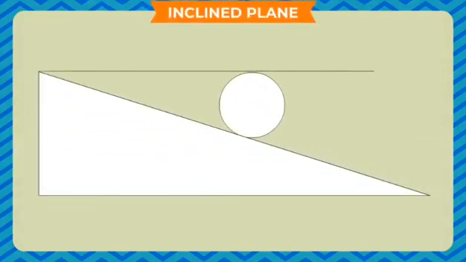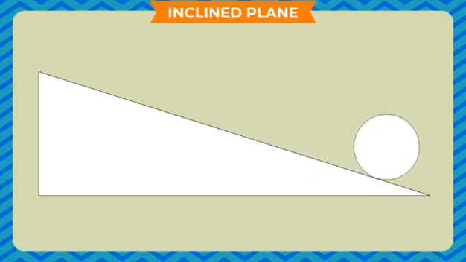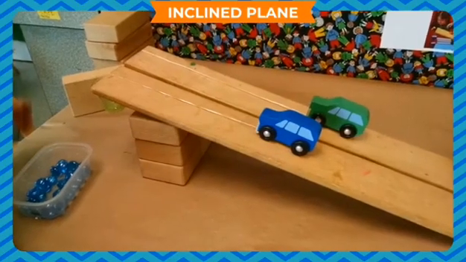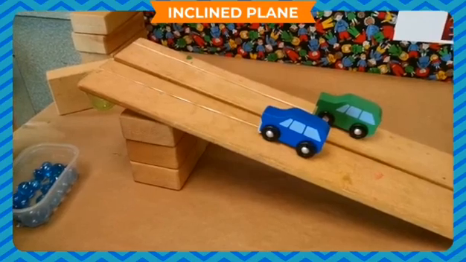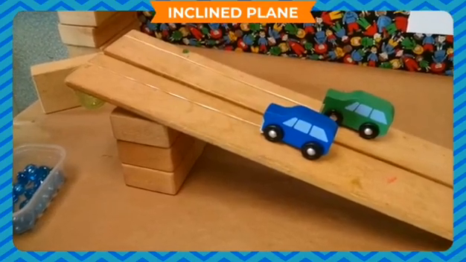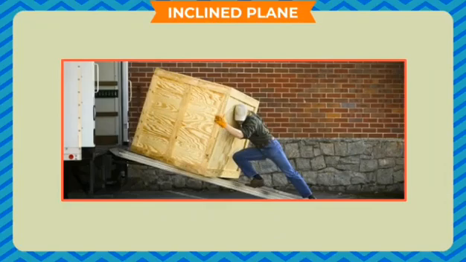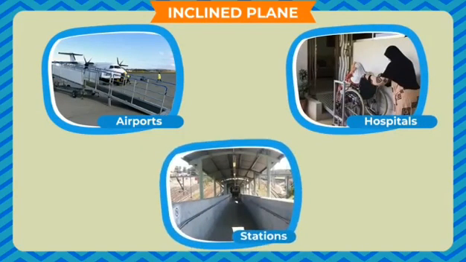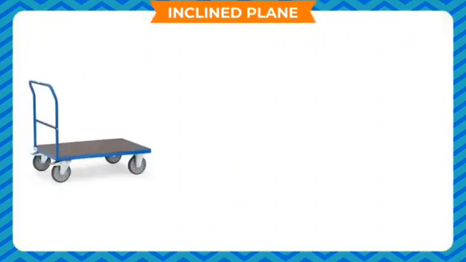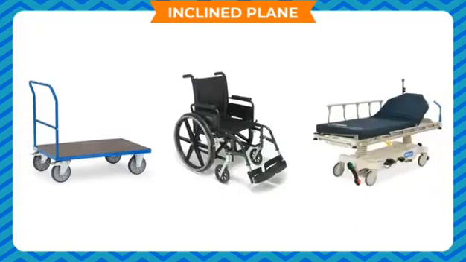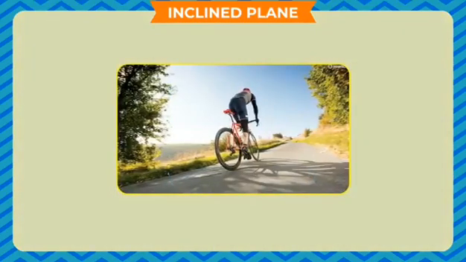Inclined plane. An inclined plane is a simple machine. It is a slope at an angle with the horizontal surface. This slope helps to move an object to a lower or higher place with lesser effort. Lifting a heavy object to a height normally needs large effort, but an inclined plane reduces this effort. Laborers use a wooden plank to load or unload a truck. In airports, hospitals, and stations, ramps are provided to push up trolleys, wheelchairs or stretchers, etc. easily. You can move your bicycle to a higher place if there is an inclined plane.